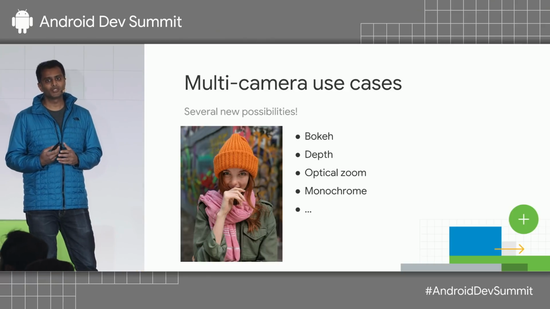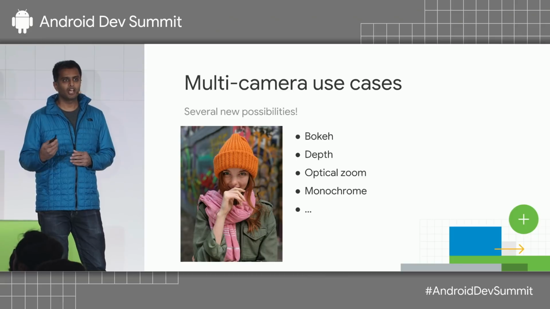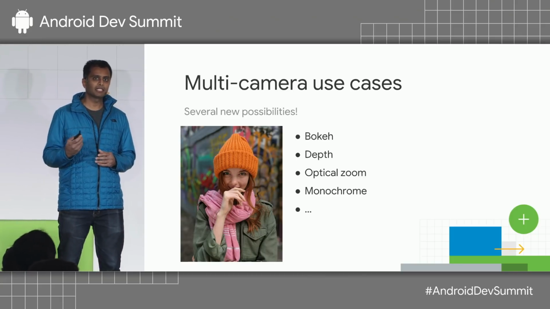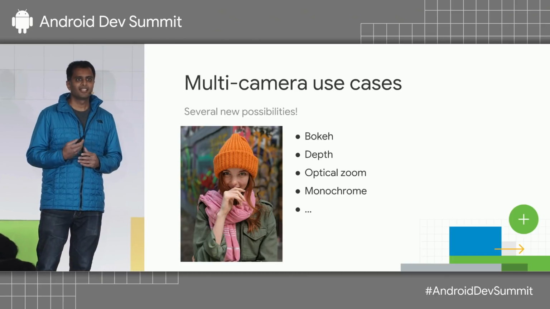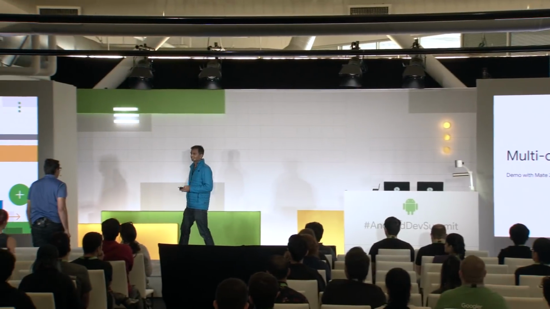There are several new use cases and possibilities with the new multi-camera API. Today, Oscar is going to talk about optical zoom, and Emilie is going to cover bokeh. Thank you very much. Oscar's up next.